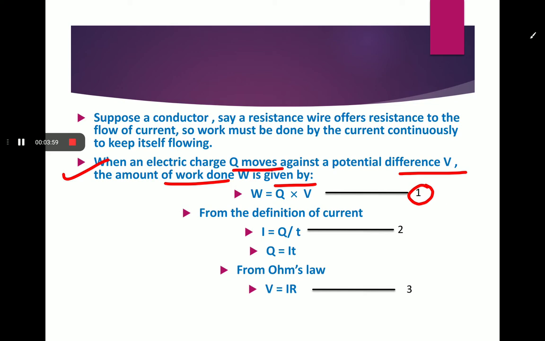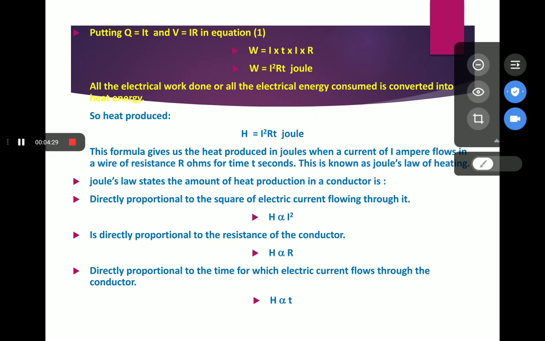And from the definition of current, we know that the charge per unit time is called current, and from this equation we can find the expression for the charge, that is Q is equal to I t. This is another equation, and from Ohm's law we know that V is equal to I R. This is the third equation. So we have to remember all these equations.